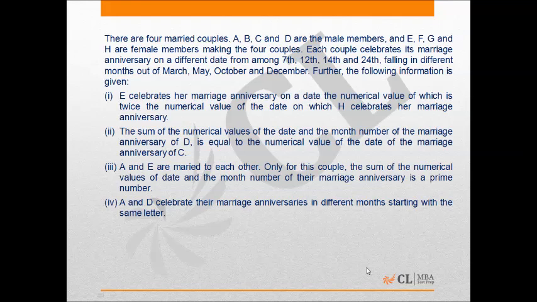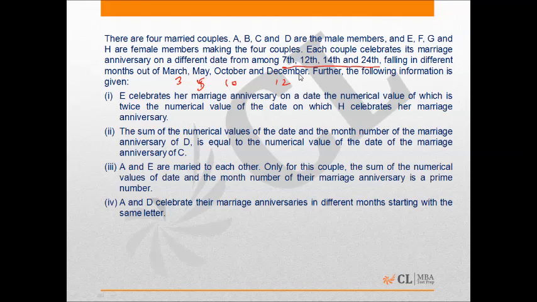There are four married couples. A to D are male members of these couples and E to H are female members. These couples celebrate their birthdays on four different dates, and these dates are 7th, 12th, 14th, and 24th, falling in four different months: March, May, October, and December.